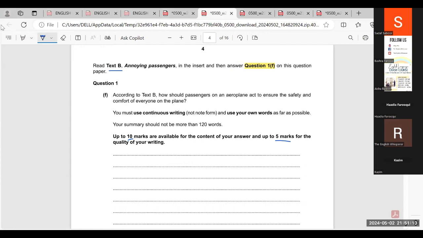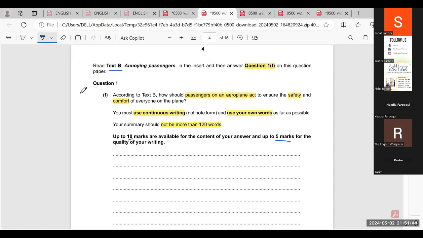The question says, how should passengers on an airplane act to ensure safety and comfort of everyone? Now, your key things that you need to find points for are safety and comfort. You have to use continuous writing, which means write in a paragraph. Use your own words as far as possible. Do not write more than 120 words.